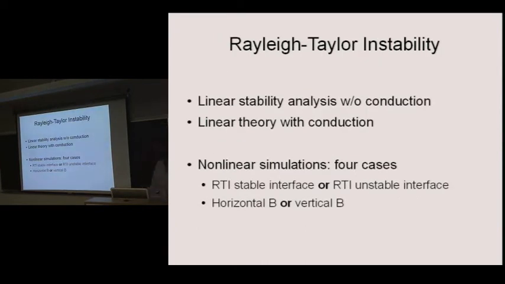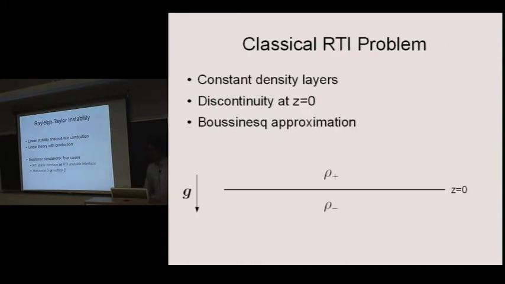Okay, so now I want to talk about the Rayleigh-Taylor instability. And first I'm going to do the linear theory and then the nonlinear theory. So first for the linear theory, I want to talk about the classical problem, which is when you have these 2 layers at constant density, rho plus and rho minus. You have a discontinuity at z equals 0. And I also want to do this problem in the Boussinesq approximation because it simplifies things.